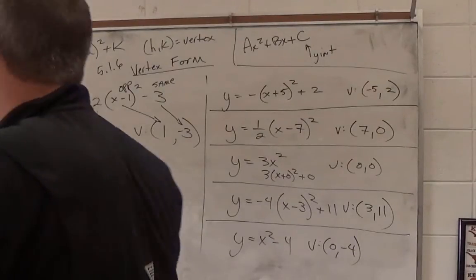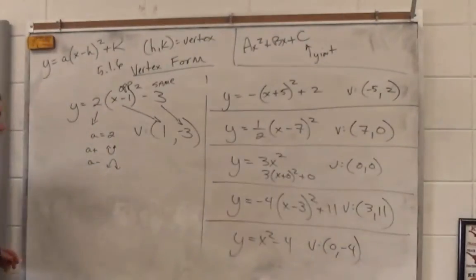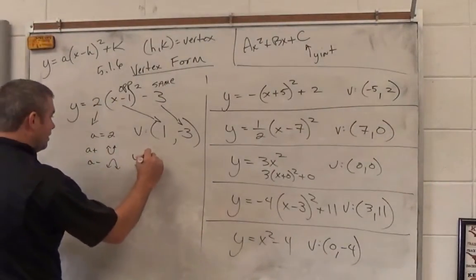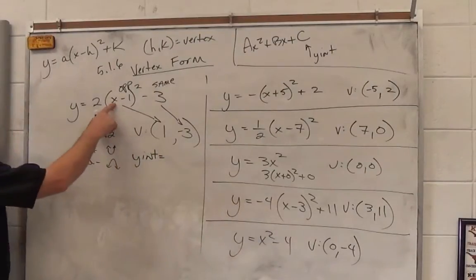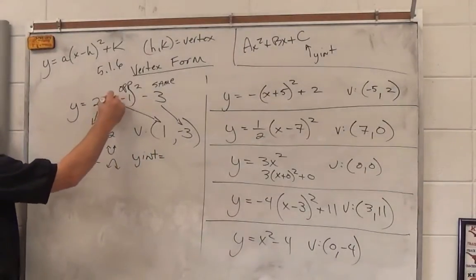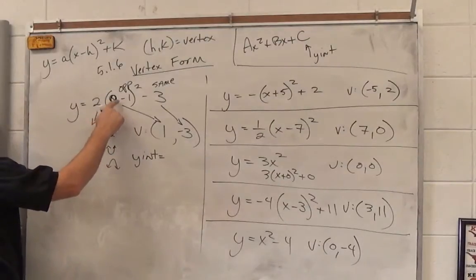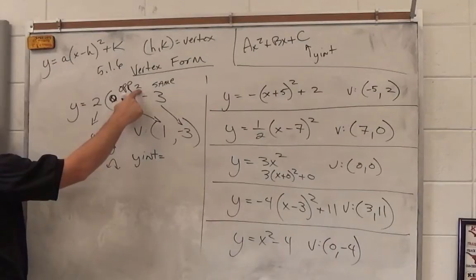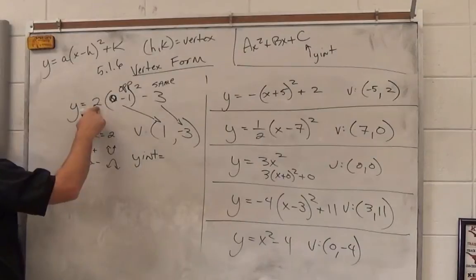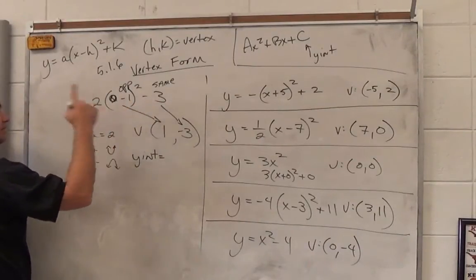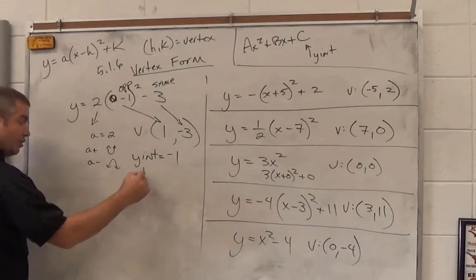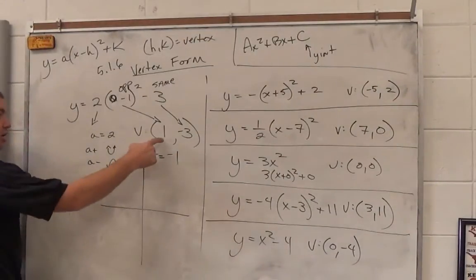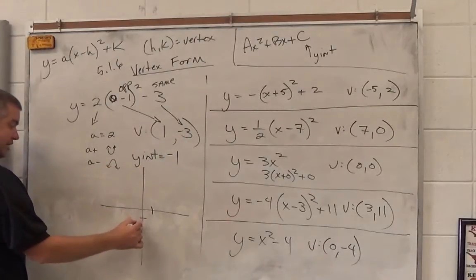All right, let's do one together. Let's find the y-intercept right here. What's our step? What do we do with x? Let it equal 0. So if this becomes 0, what is 0 minus 1? -1. What's -1 squared? Positive 1. What's positive 1 times 2? Positive 2. What's 2 minus 3? -1.